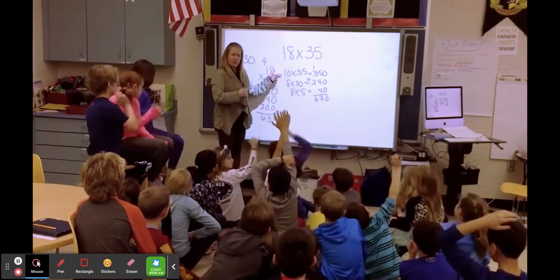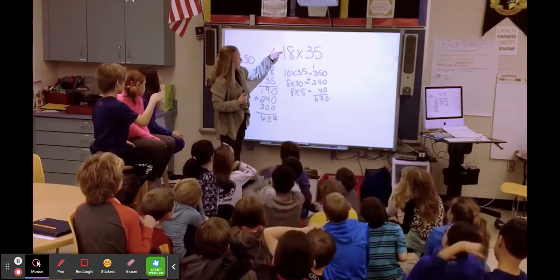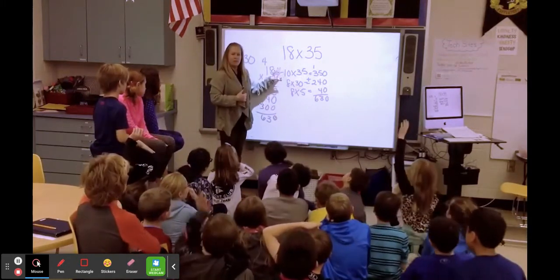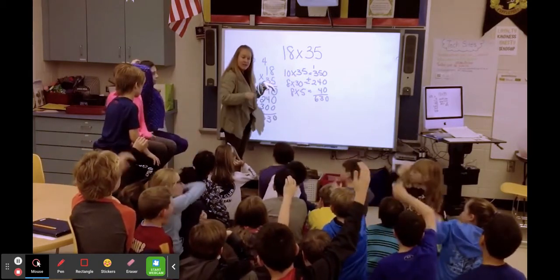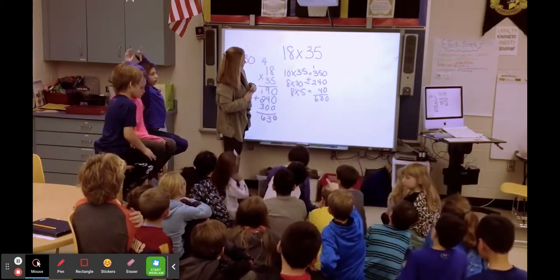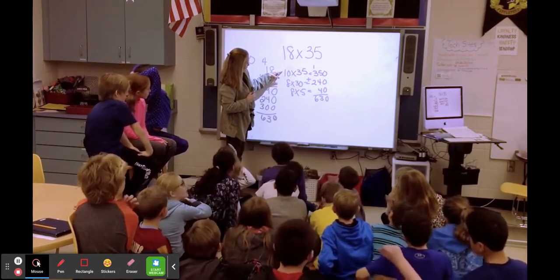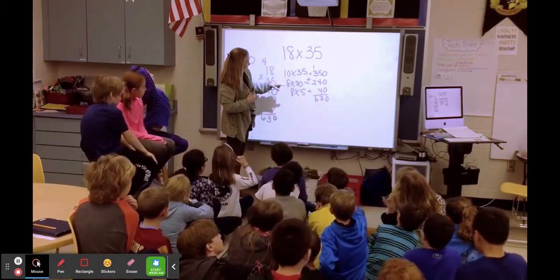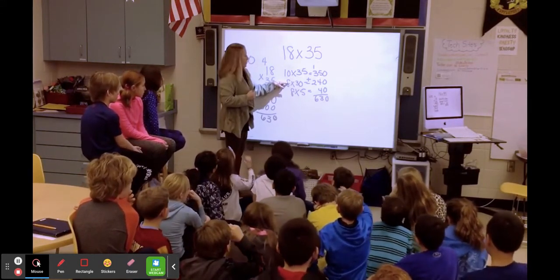Anybody else use that strategy? No. I see some shades. Can somebody who used that strategy tell me where is the 18 times 35 in this work right here? Where is the 18 times 35? Where is that? It's in the equations. It's the 10 times 35, and then the 8 times 30, and then the 8 times 5 added together.